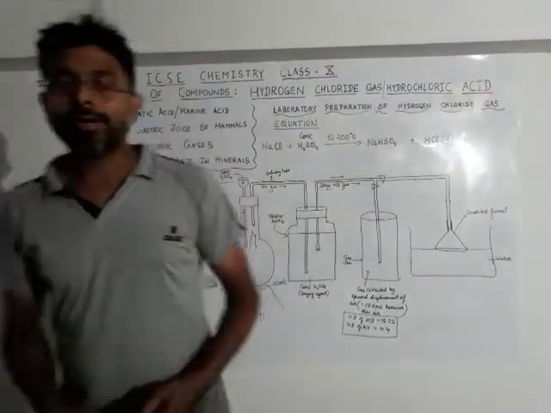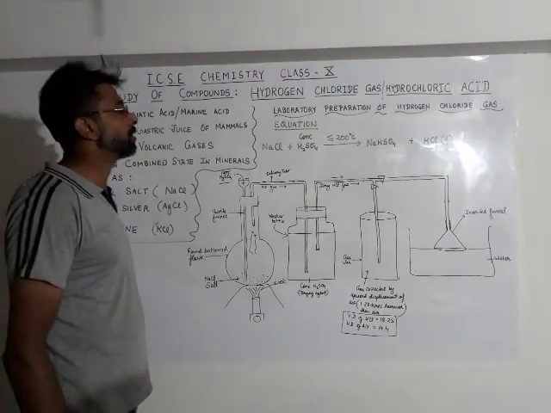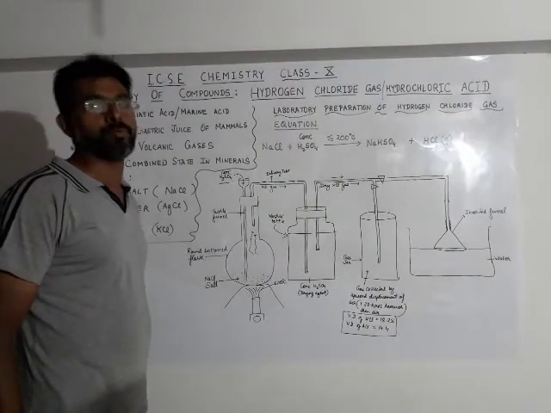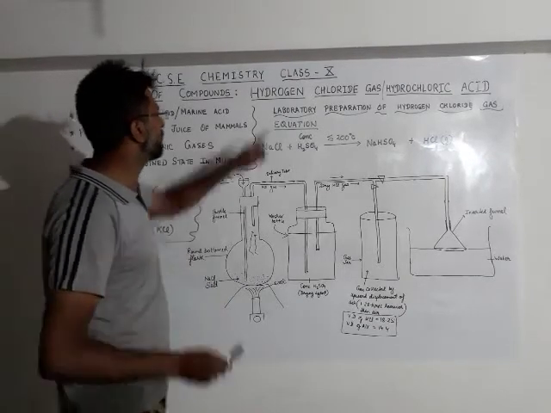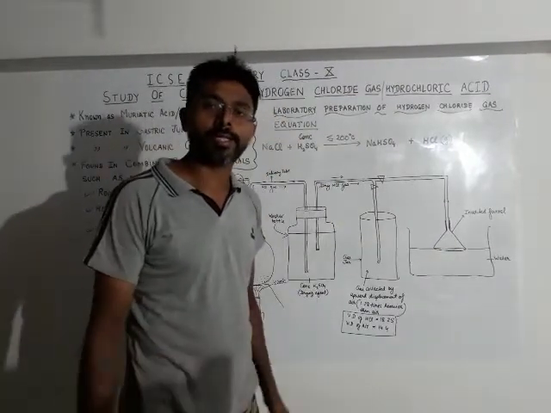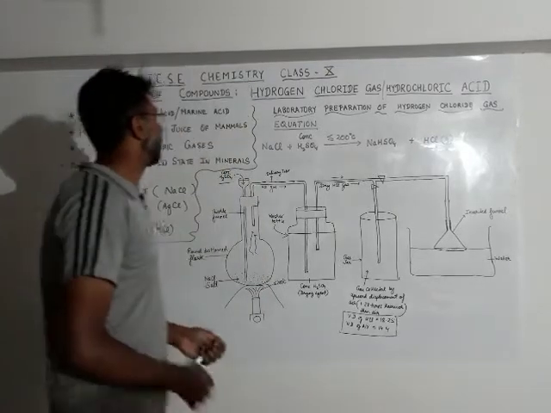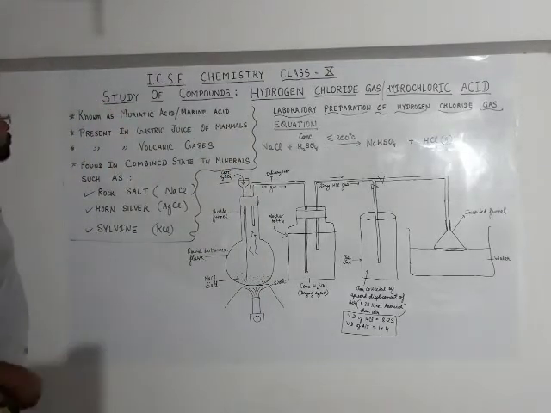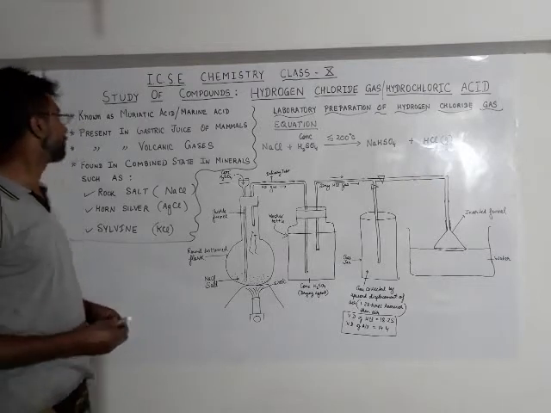Now, hydrogen chloride gas, HCl, it is a covalent compound in the gaseous state. But as soon as I dissolve this hydrogen chloride gas in water, it becomes hydrochloric acid, which is now behaving as an ionic compound. Now, let us go back to the history of hydrogen chloride gas and the acid.